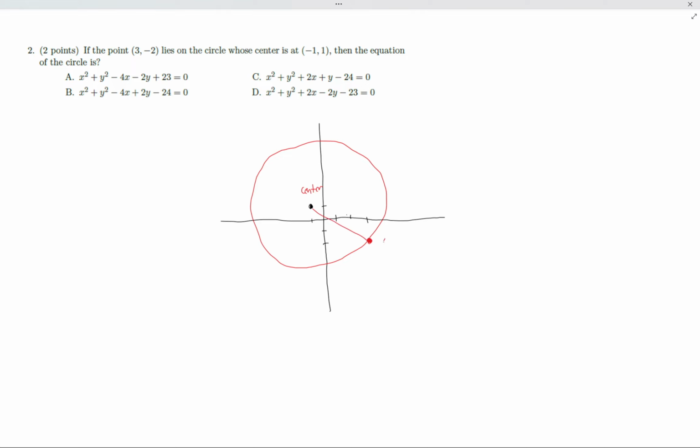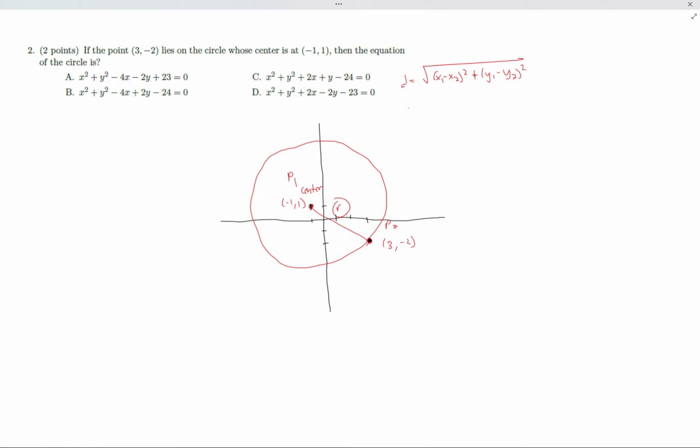Luckily, we have this single point. Let me label this as (3, -2), and this one will be (-1, 1). This is our radius. Now, in order to figure out what the radius is, we just need to use the distance formula for these points. Remember that our distance formula is the square root of (x sub 1 minus x sub 2) squared plus (y sub 1 minus y sub 2) squared. Let's call this point 1 and this point 2. Again, the choice is arbitrary. You can choose any of them to be point 1 and point 2. Since we are squaring the terms, it doesn't really matter.